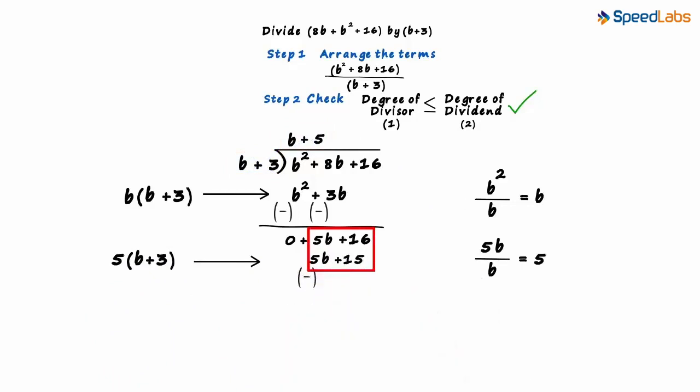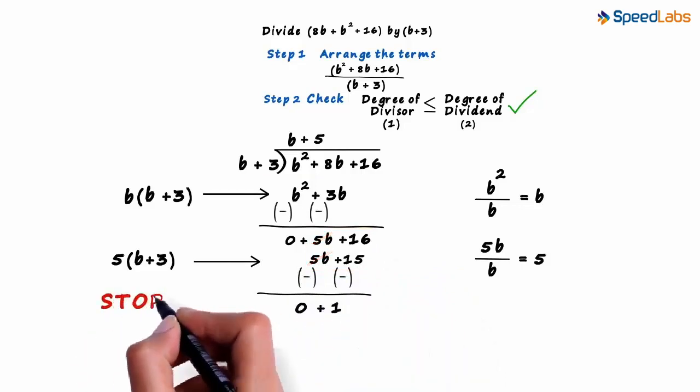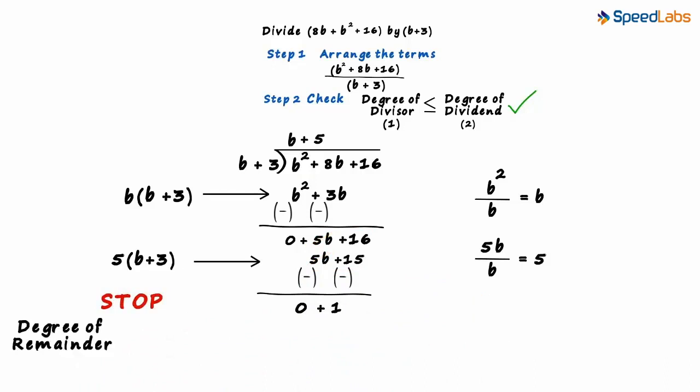Subtracting these two expressions, 5b cancels out and we get 1 here. And yes, we stop here. We stopped because the degree of the remainder is less than the degree of the divisor. The degree of the remainder is 0 and that of the divisor is 1. 0 is less than 1. We get b plus 5 as the quotient and 1 as the remainder.